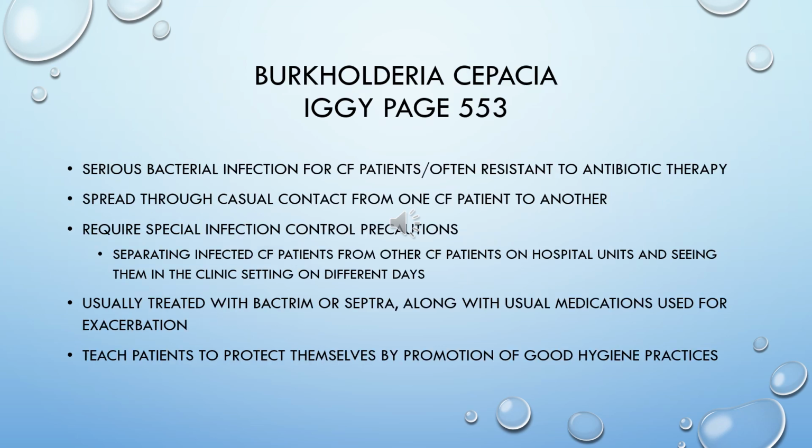All right, and then we're going to talk about Burkholderia cepacia. I think that's how you say that. This is a serious bacterial infection that is found in patients who have cystic fibrosis. And the bad thing about this is it is resistant to antibiotic therapy. It is spread through casual contact from one CF patient to another.